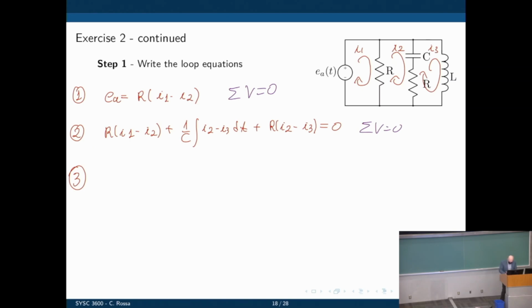Yes, I have. This should be I2 minus I1. Since we are now following I2, it's I2 minus I1, and then I2 minus I3. And then the last loop, we are now following I3. What do we have? We have the capacitor, 1 over C integral of (I3 minus I2) dt, plus the resistor, (I3 minus I2), and plus the inductor, L times dI3/dt, equals 0.